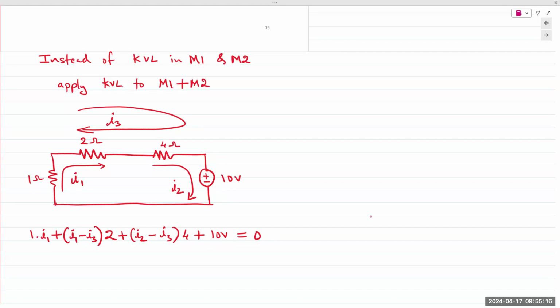Let's take a pause while you write it down. Think on that. Let me know if you have any questions. Again, all we are doing is we are applying KVL in the outer loop. We ignore the current source by combining both the meshes together. But even if we do ignore the current source, we still have to take the mesh currents into account.